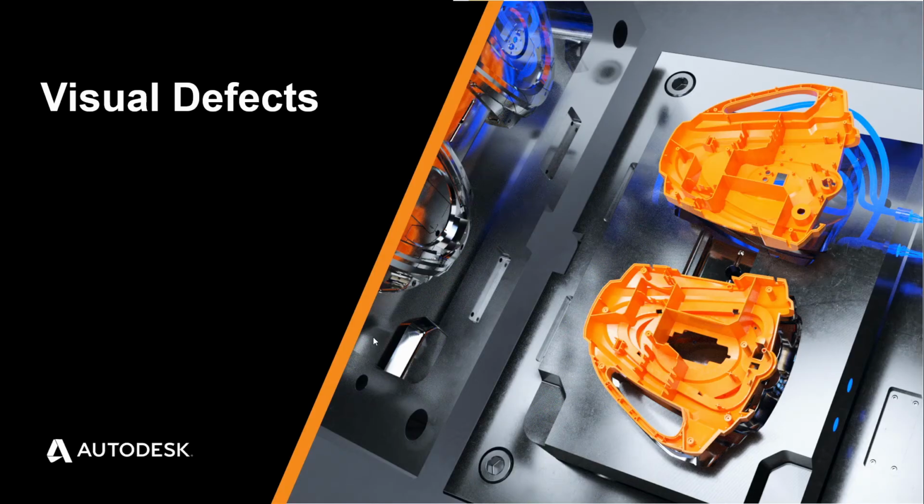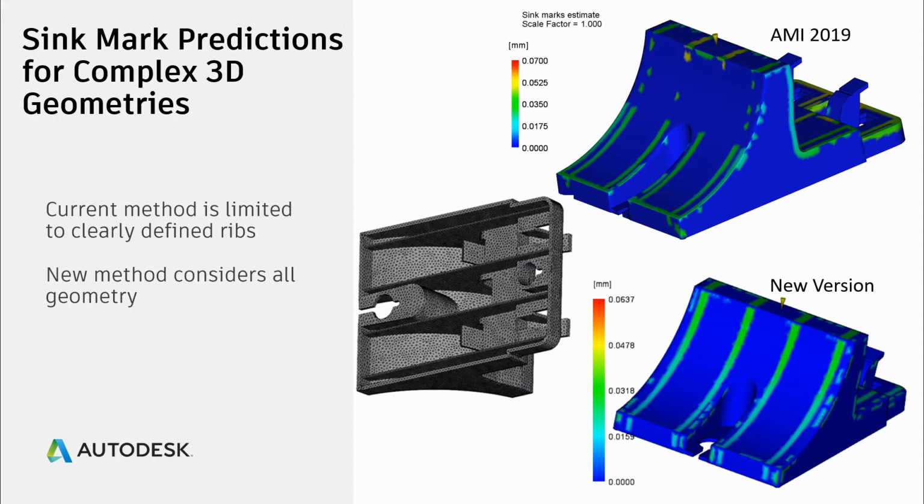So let's get started by looking at some new developments in the area of visual defects. The first area I want to look at is the prediction of sink marks in complex 3D geometries. The current method that we have available is limited to only finding sink marks under ribs, but we've been working on a new method which considers all geometry. As in this example, we can see that the underside of this part has a number of 3D shapes and ribs under the curved surface.